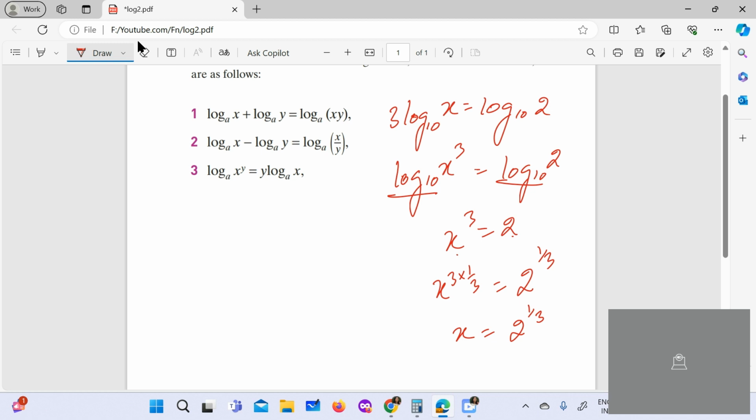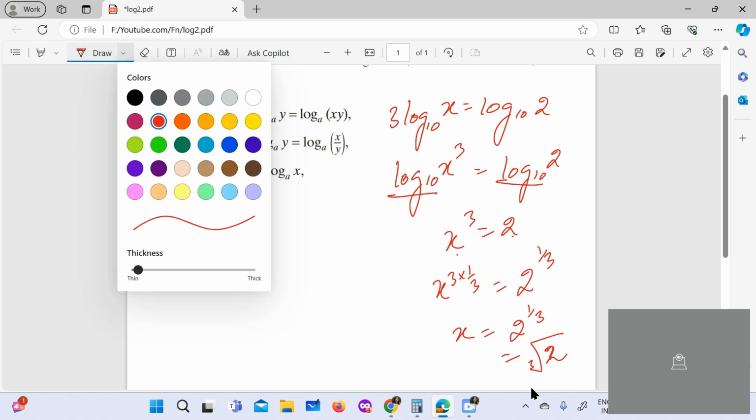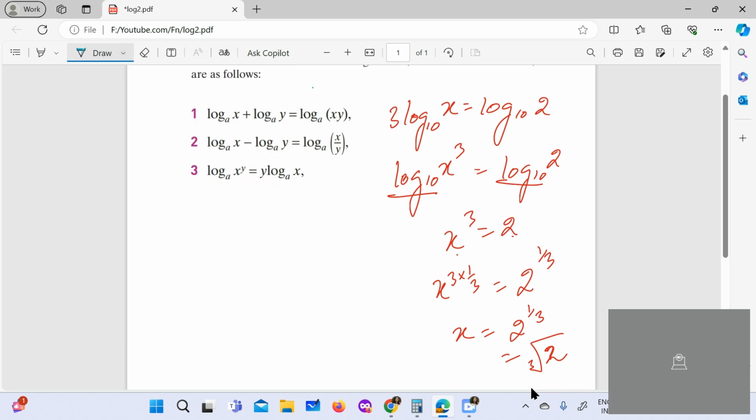Okay, let's do one more question based on this. So you can also write this as cube root of 2. x is equal to cube root of 2. Okay, now let's do one more question. I will make this question the last one. So, next question is 1 over 2 log base 10 of x equals log base 10 of 6 minus 1.